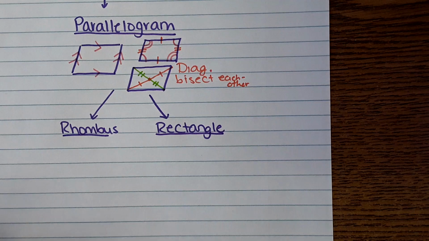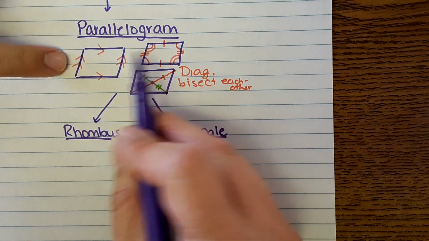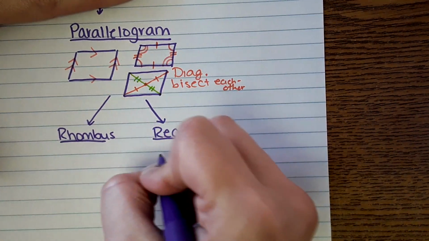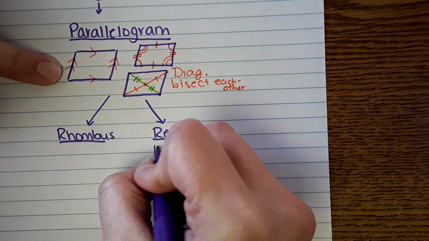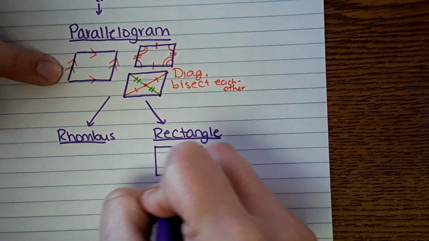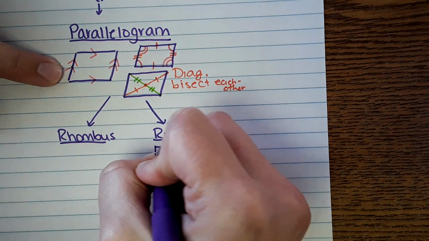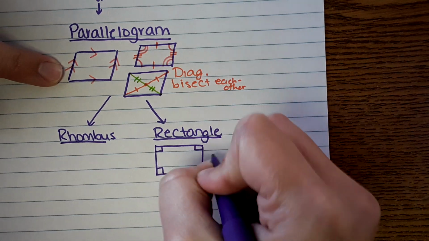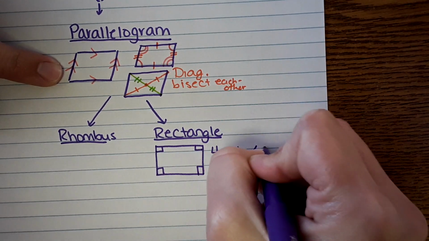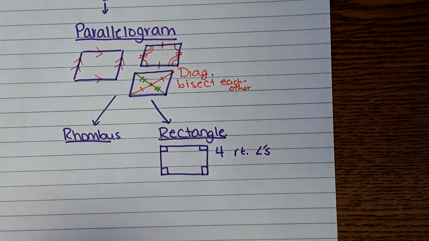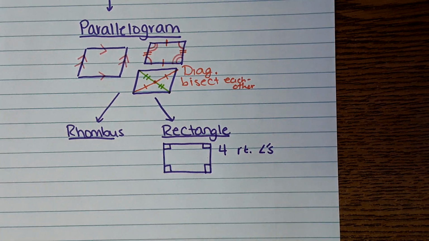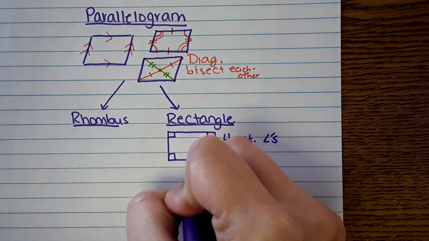Okay, so what makes a rectangle is it follows all of this. It's actually a parallelogram, but in addition to all of these properties, it also has four 90-degree angles. So here's a rectangle, and a rectangle has four right angles. But just like its parent, the opposite sides are also parallel, opposite sides are congruent, and the diagonals bisect each other. But there's one more thing about the diagonals in a rectangle.